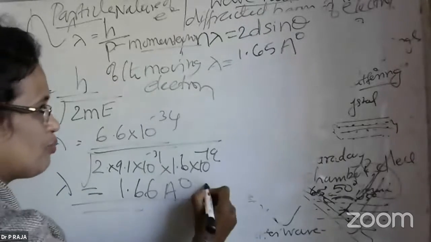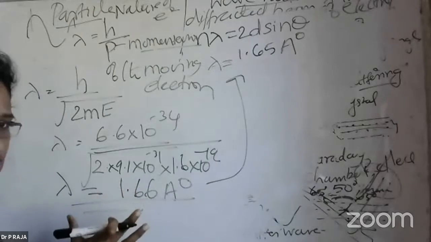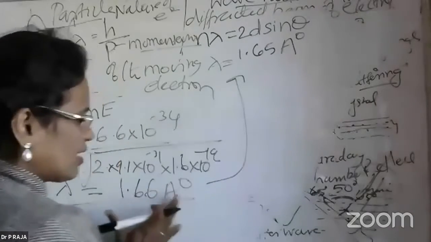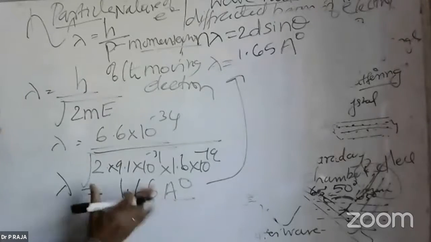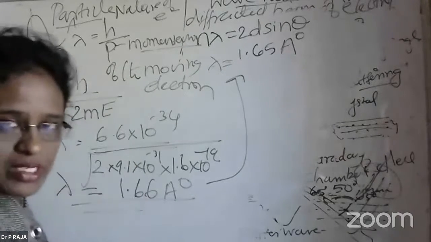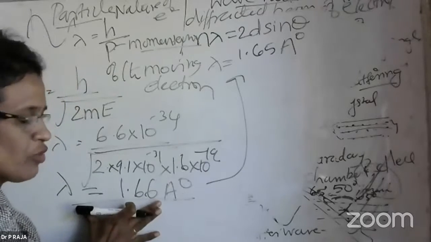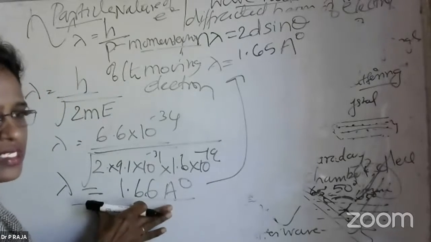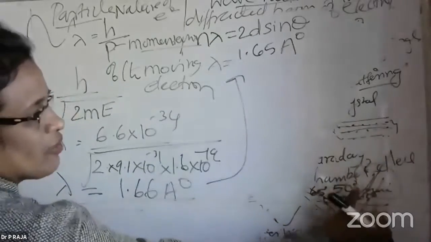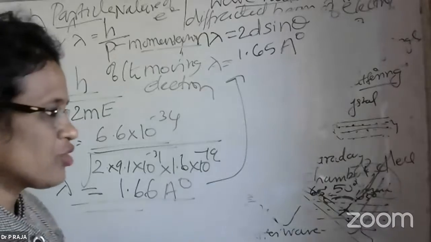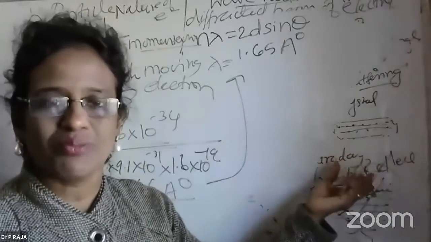So this proves that the electrons before hitting the target are moving with a wavelength as a particle with a particular mass and a particular momentum, and have the value of 1.66. So it proves the particle nature of the electron, and this value proves the wave nature of the electron producing the intense bright interference pattern.